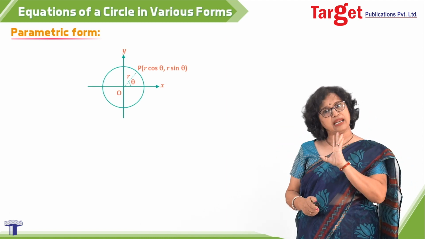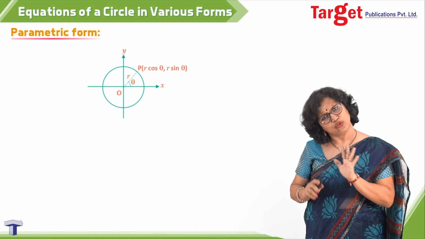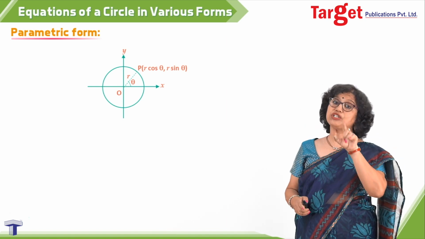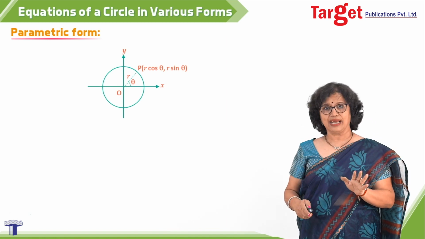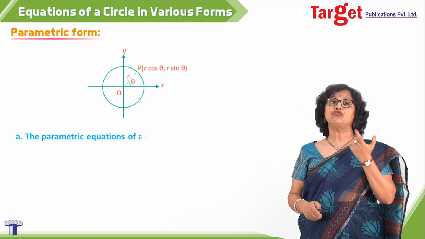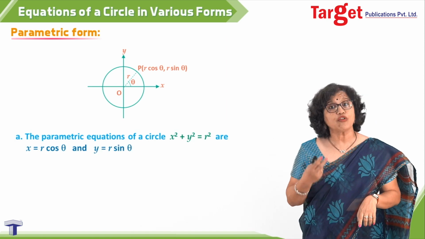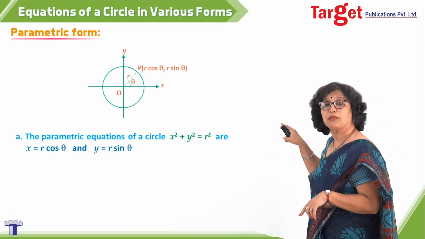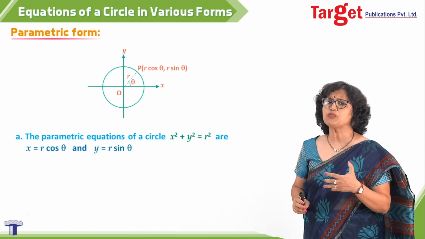Theta is varying, r remains fixed, so r is a constant throughout, but theta will change as position P changes, right? So the parameter is theta. So we should be able to write the equation in the form of theta now. And what would be the corresponding equation of x square plus y square equal to r square?